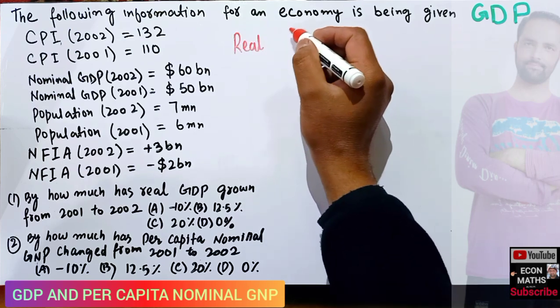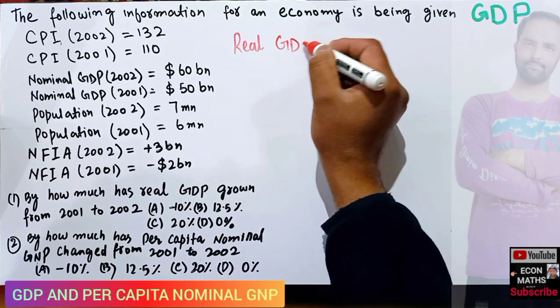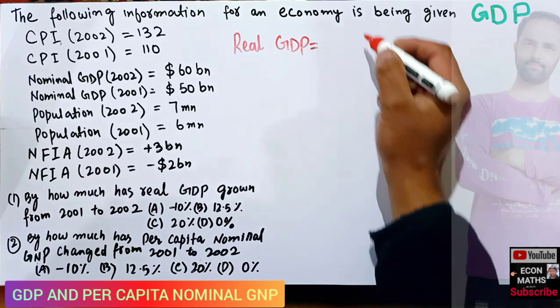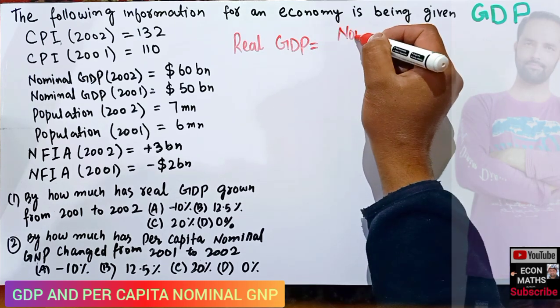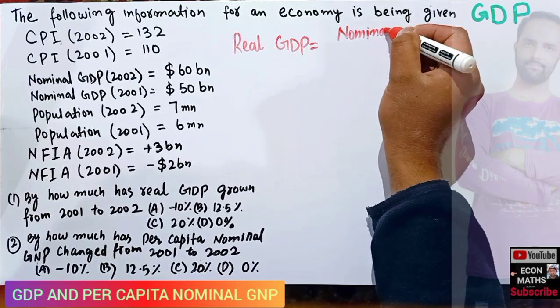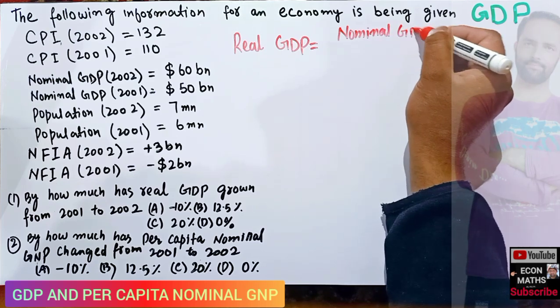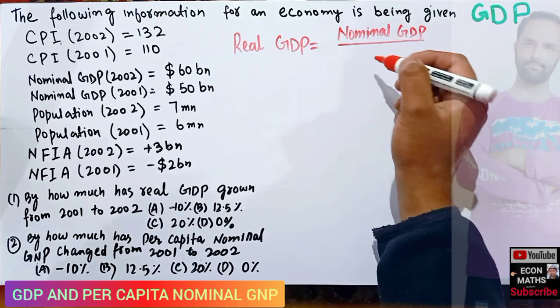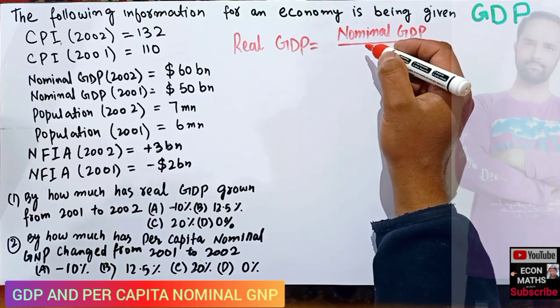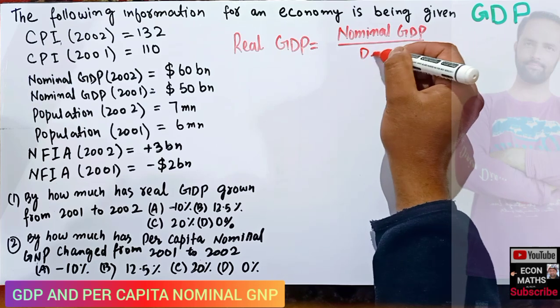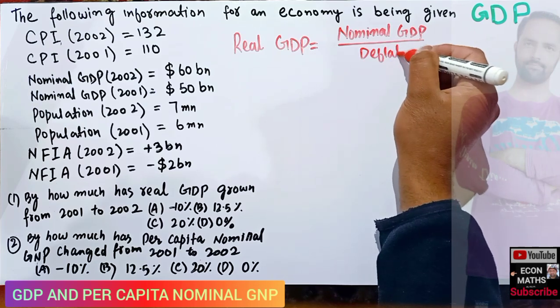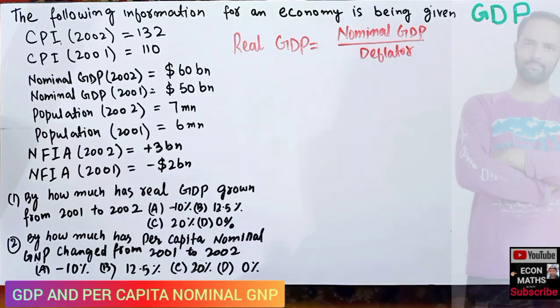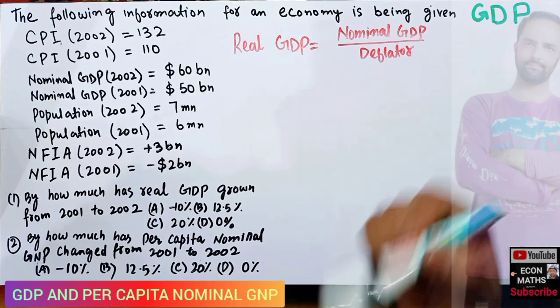real GDP is equal to nominal GDP upon deflator. Okay, by deflator what we mean is the price, the price deflator in this case. This is the formula for calculating real GDP.